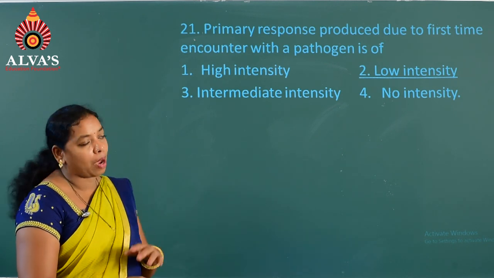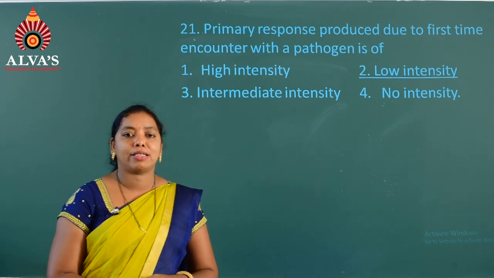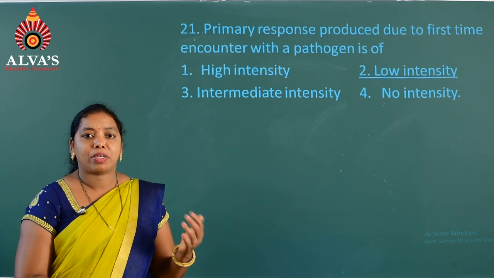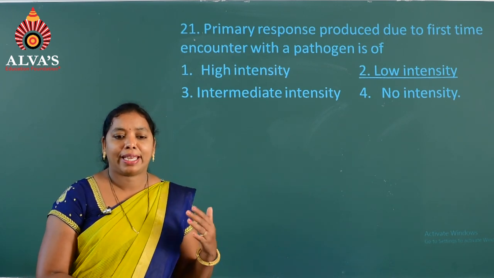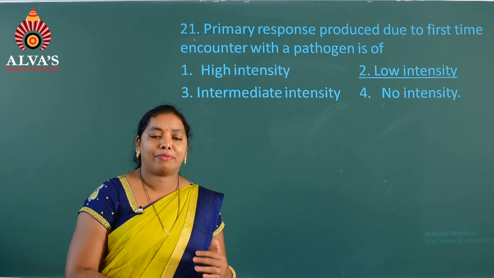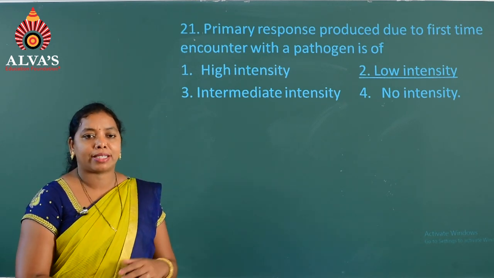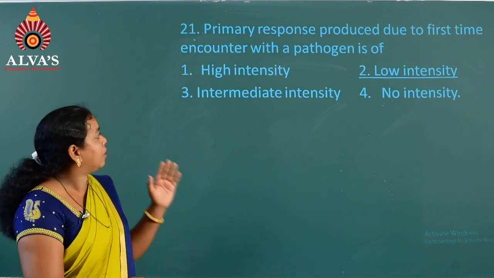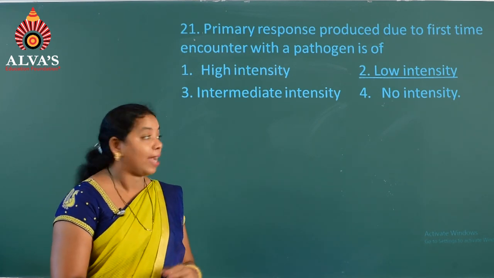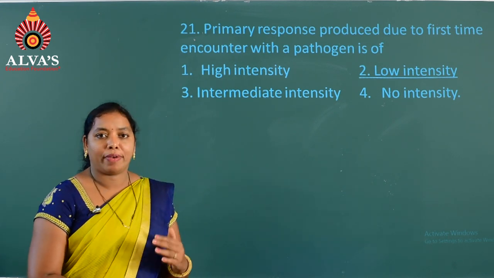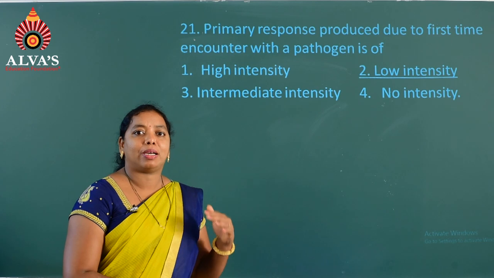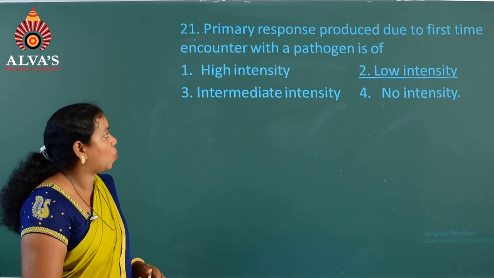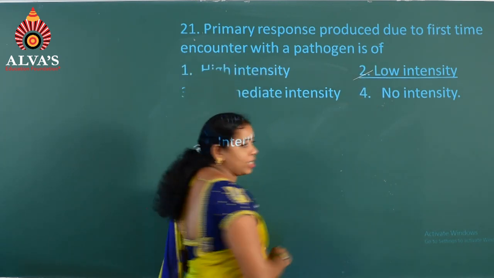Whenever primary responses are produced against certain infections, they will always be of low intensity. Whereas when the infection takes place again and again in the body of the person, we produce a high intensity response, that is an anamnestic response, or what we call a secondary response. So the first option, high intensity, will not match, whereas low intensity is right, because the response to a primary infection will always have low power, that is low intensity. So the answer for the 21st question is the second option.